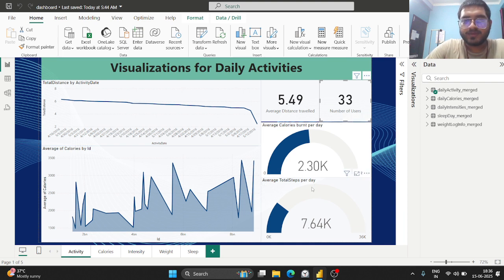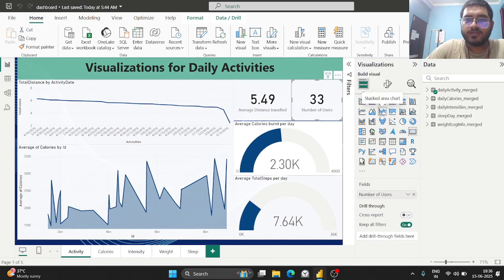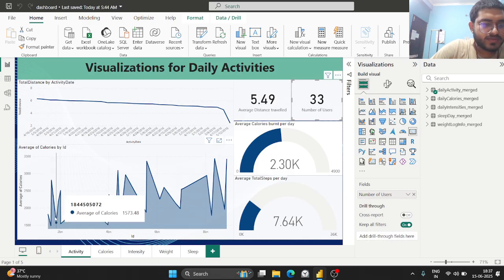For the average total steps per day, the minimum we found was 0, the maximum was 36k, and the average was 7.64k. So this was the average of calories by ID. This is our area chart. The average of calories, these are basically the users. If we go to a single point, we'll see the user ID and the average of calories burned for the entire month by that user.